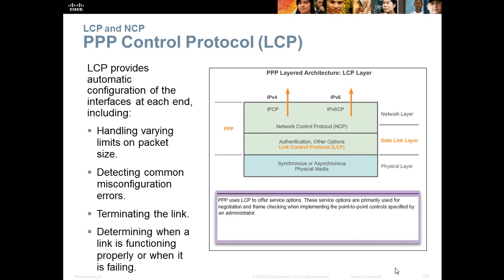Point-to-point link control protocol, LCP. The LCP provides automatic configuration of the interfaces at each end, including handling varying limits on packet size, detecting common misconfiguration errors, terminating the link, and determining when a link is functioning properly or when it is failing. Point-to-point protocol uses LCP to offer service options. These service options are primarily used for negotiation and frame checking when implementing the point-to-point controls specified by an administrator.